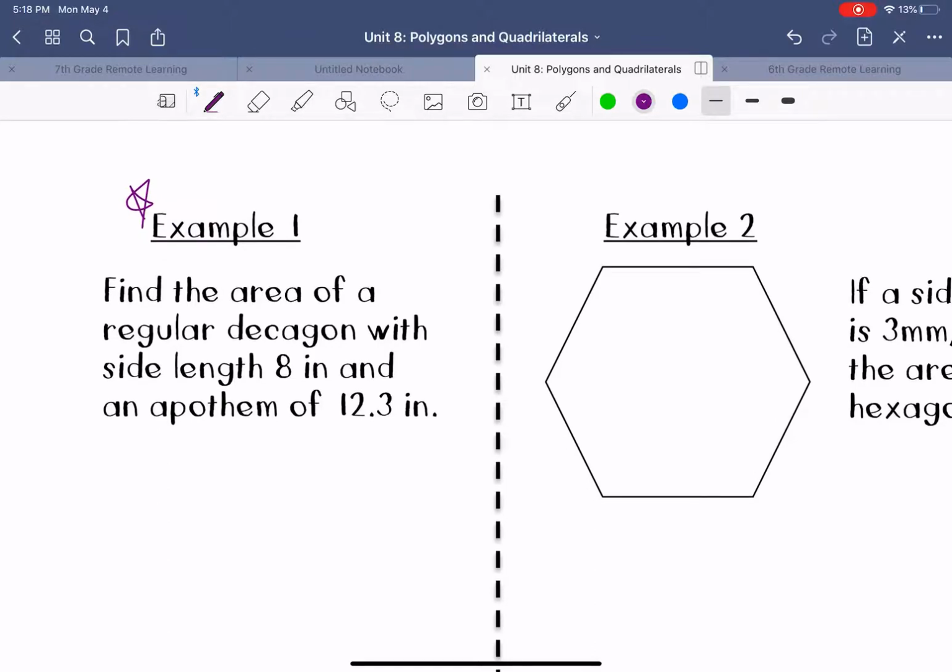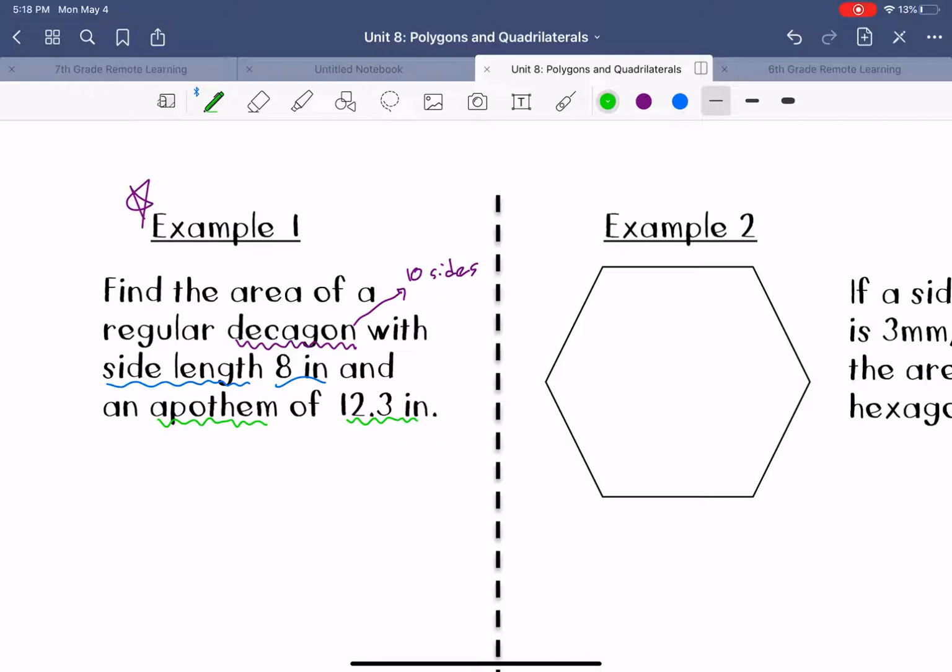Okay, so it says find the area of a regular decagon. So first let's think, what does a decagon mean? Well, a decagon means it's a polygon with 10 sides, with a side length of 8 inches and an apothem of 12.3 inches.